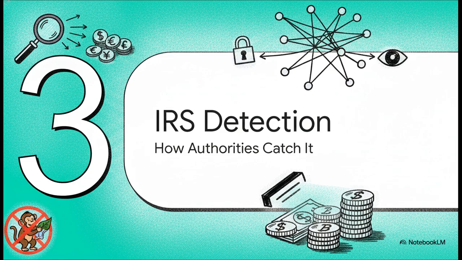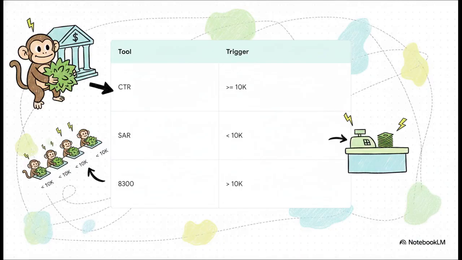Section 3. How the IRS detects it. Let's see how the authorities catch all this. The IRS relies on strict automated reporting tools to essentially cast an invisible net over the entire banking system. The first tool is a CTR, or Currency Transaction Report. If a monkey deposits 10,000 or more leaves all at once, the bank automatically flags it for the IRS.